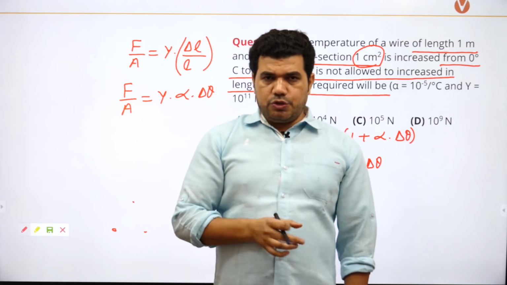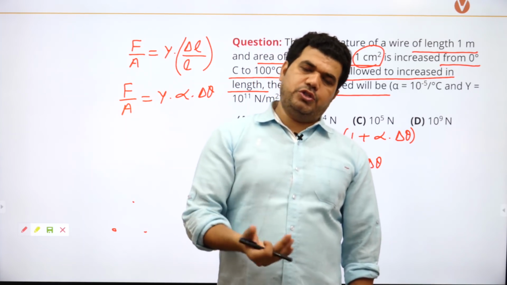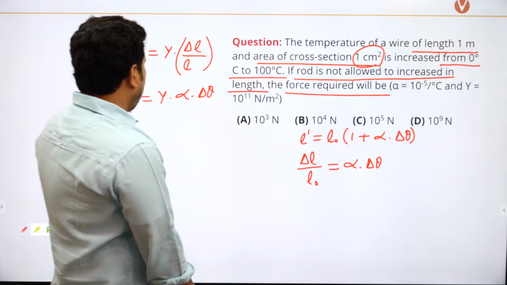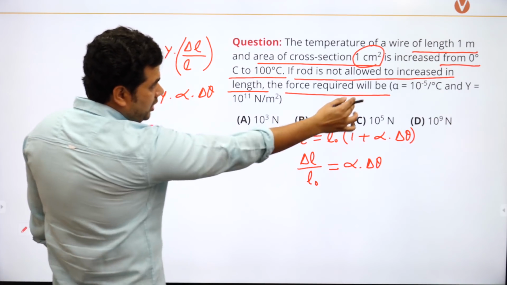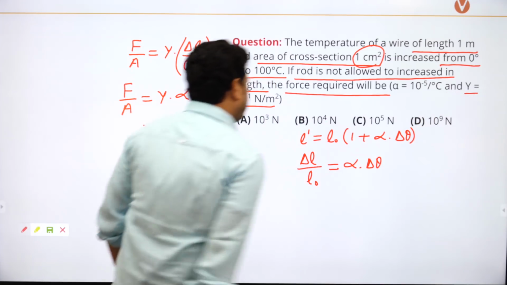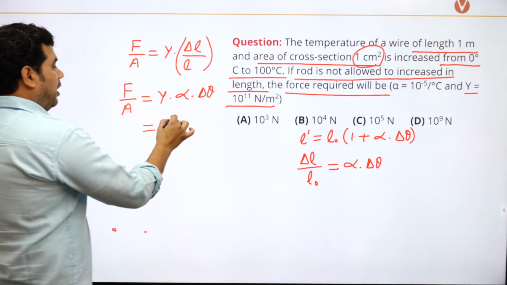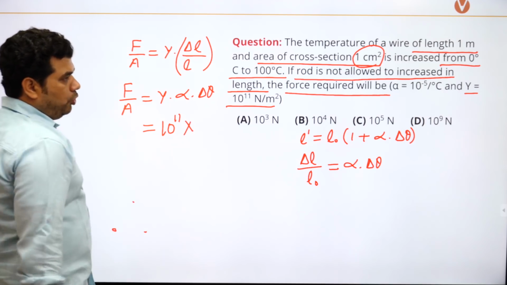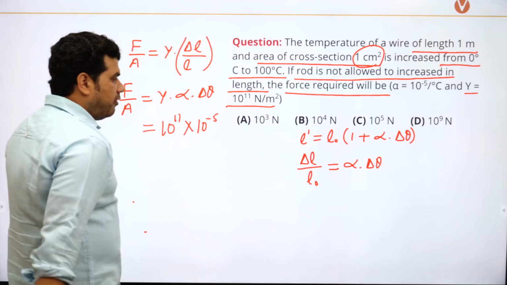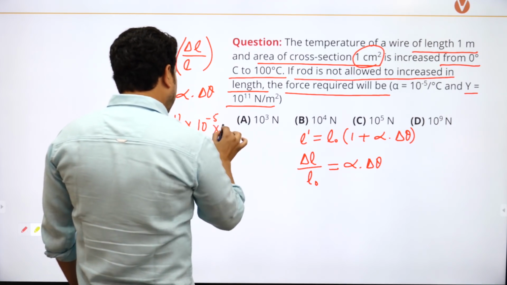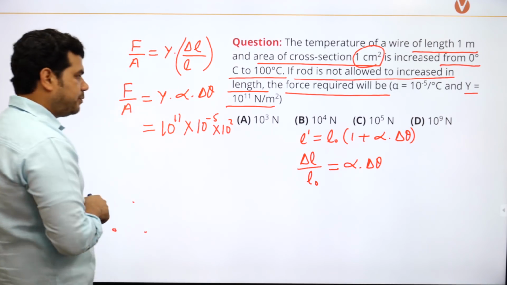Okay dear students, so again a very easy question. Now we just have to put the values here. We have all the values. What is Y here, dear? Given here, Y is 10 to the power 11. What about alpha? Alpha is given as 10 to the power minus 5. What about theta? Theta is given as 100, that is 10 to the power 2.